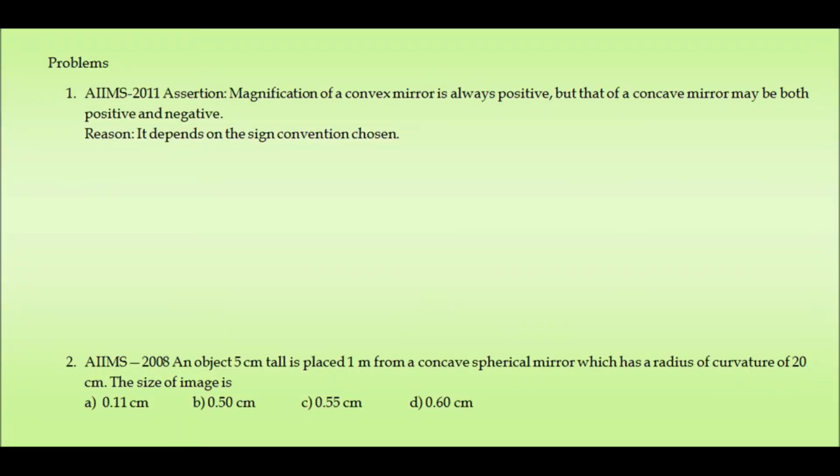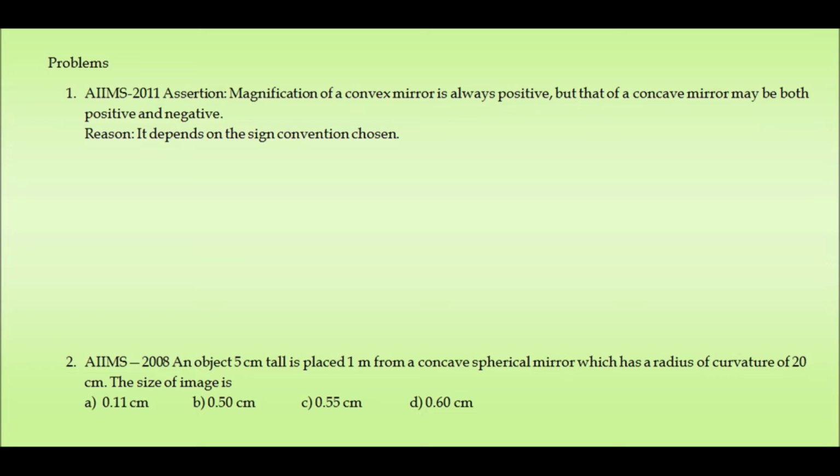And the first problem I have picked is from AIIMS 2011. It is assertion-reason based. The assertion is: magnification of a convex mirror is always positive, but that of a concave mirror may be both positive and negative. And the reason: it depends on the sign convention chosen.